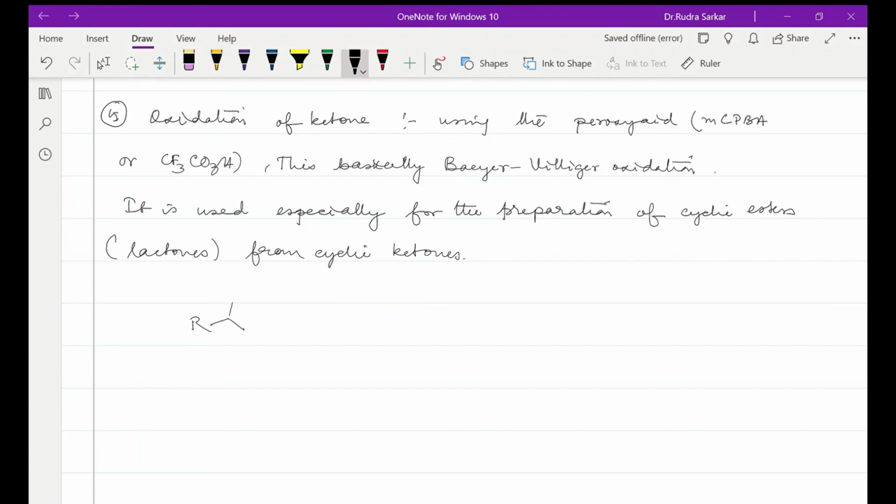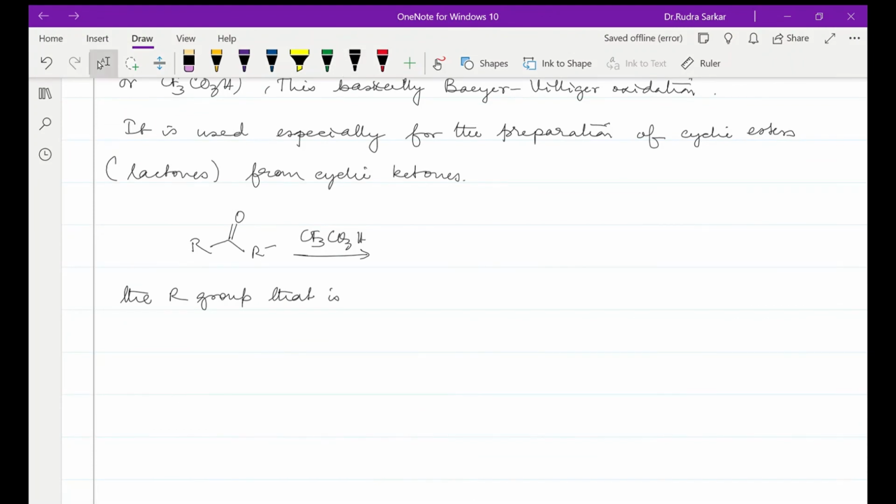So suppose we have the RCOR prime. We are using a peroxy acid. The R group, or let's say the alkyl group, that is more substituted migrates. So if here we say R prime is more substituted, then this will migrate.